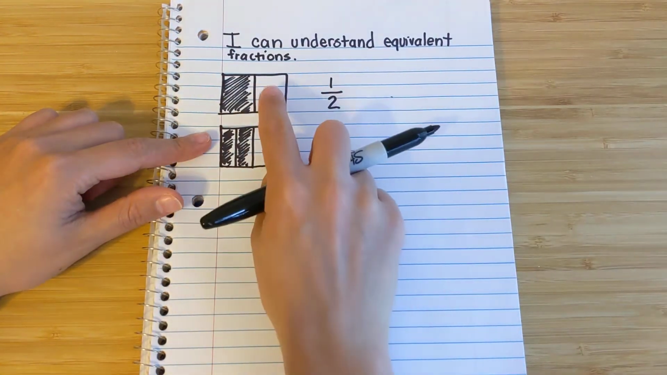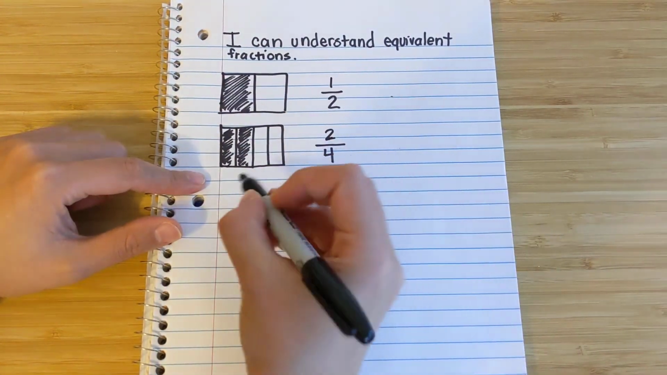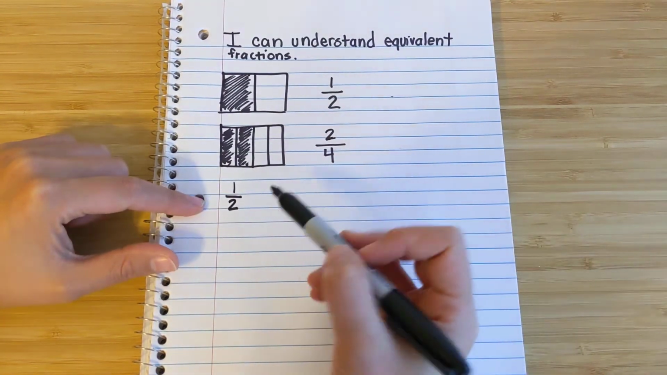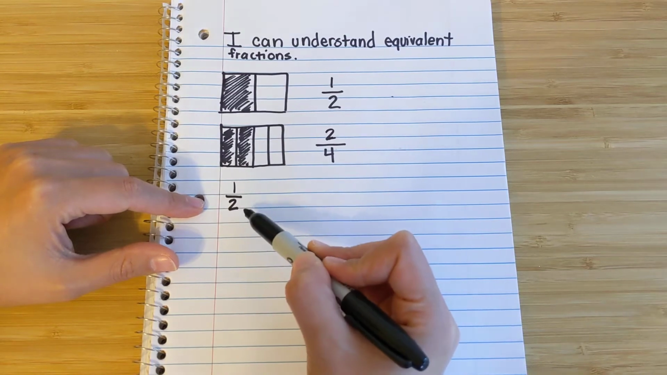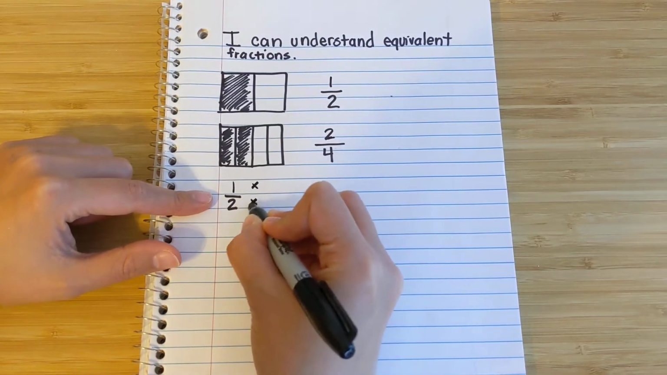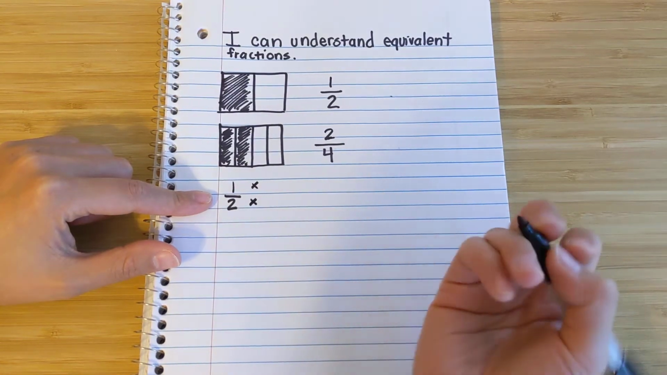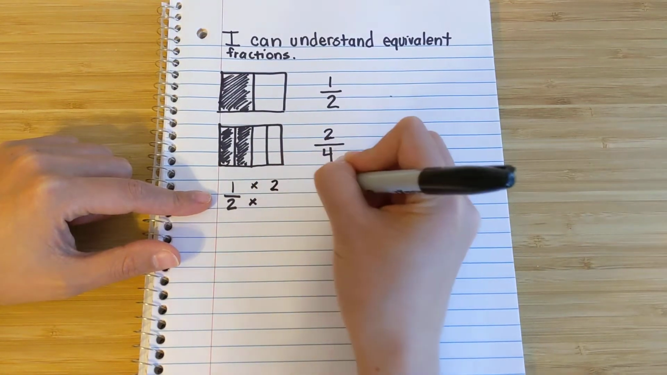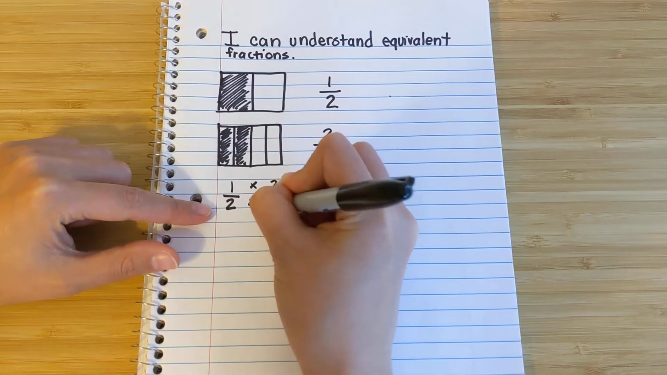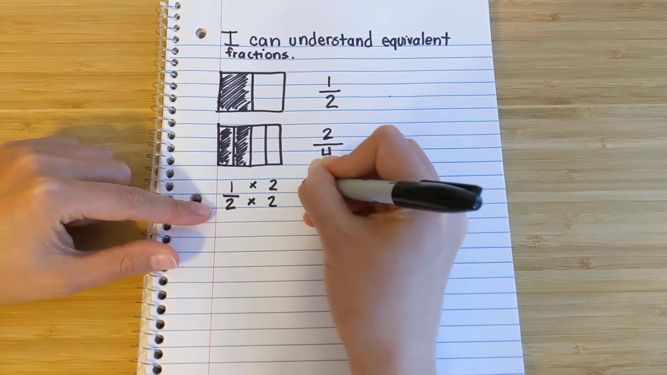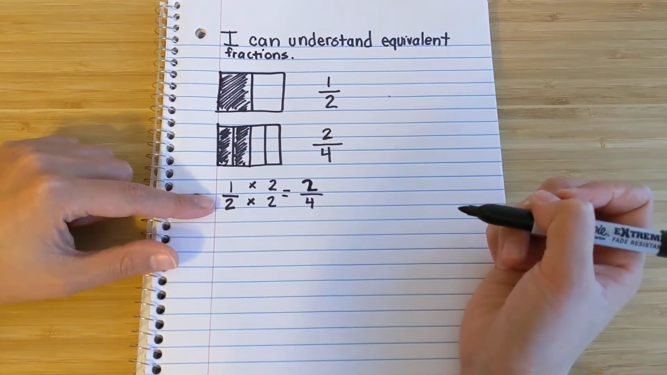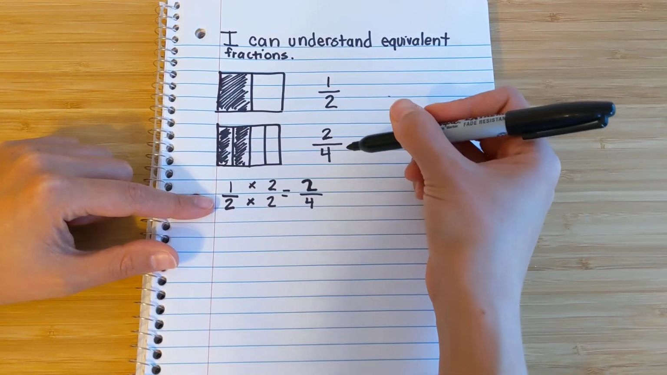Okay, so now that you can see the visual, let's practice looking at just fractions and how we can find equivalent fractions. You can create any equivalent fraction by starting with a fraction and multiplying the numerator and the denominator by the same number. So let's just start with 2. 1 times 2 is 2. And then 2 times 2 is 4. 1/2 is equal to 2/4.